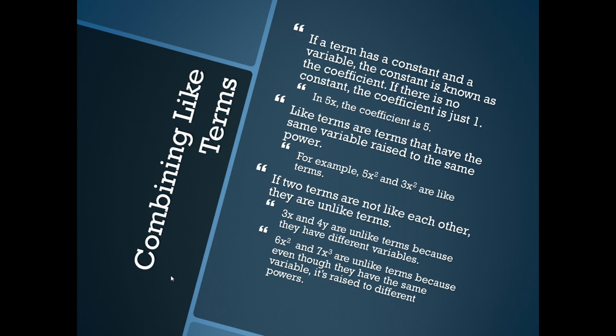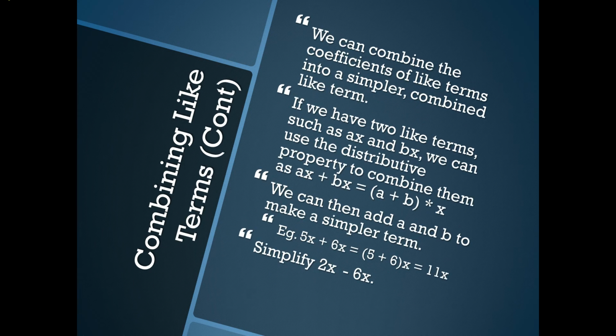For example, 5x squared and 3x squared are like terms. Now, if two terms are not like each other, they are unlike terms. The 3x and 4y are unlike terms because they have different variables. And 6x squared and 7x cubed are unlike terms because even though they have the same variable, it's raised to different powers. We can combine the coefficients of like terms into a simpler combined like term.